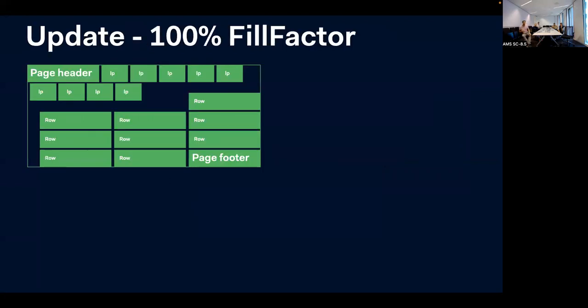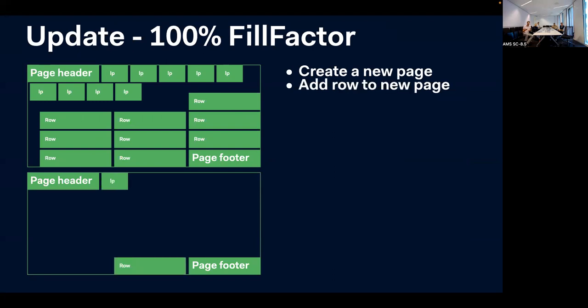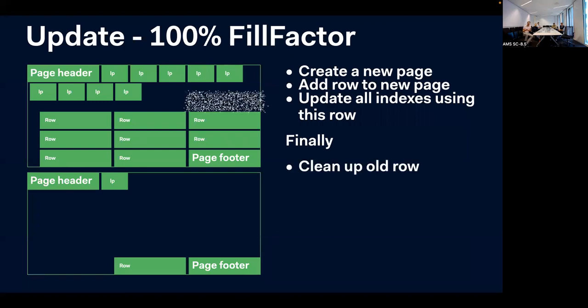How do the updates look on a 100% filled page? Well, if we want to update a row on this page, there's no space available to accommodate this new version of the row. So the first thing we need to do is create a second page. On this new page, we can write the new information. Now we have to update all the indexes to point to this new page. And finally, we can do the cleanup.